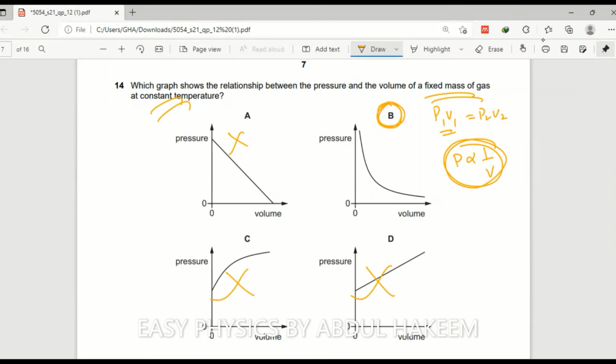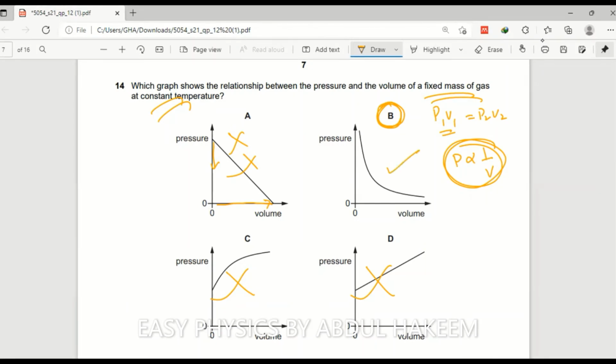So do remember, this is the graph for the inversely proportional relation. In A, this is not inversely proportional. We can say only that when the volume increases, pressure decreases. So this is not inversely. When they are inversely proportional, the product of both remains constant and the graph is a curve and it will never touch any axis, pressure and volume. So this is the graph for the inversely proportional relation between pressure and the volume.